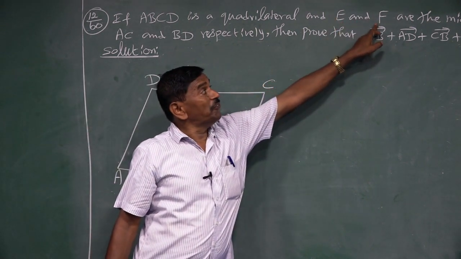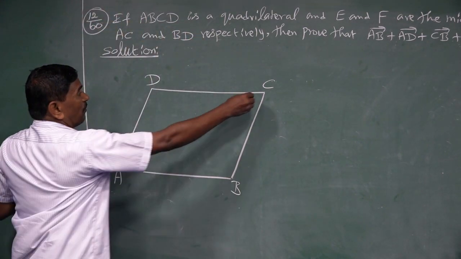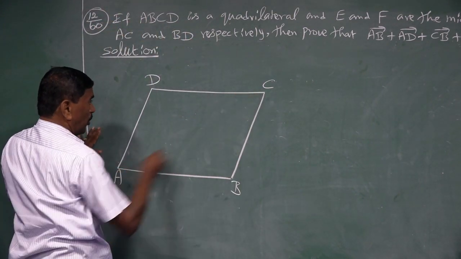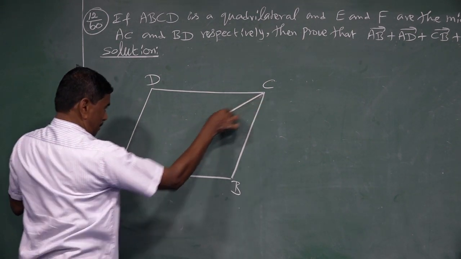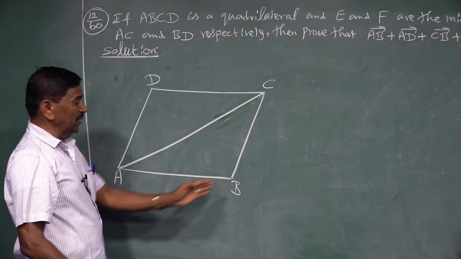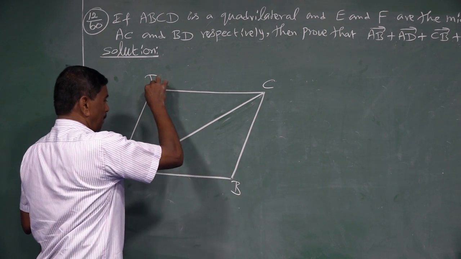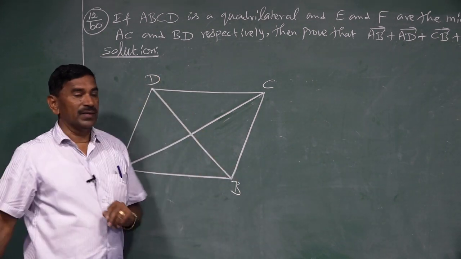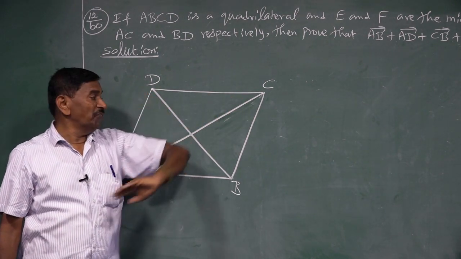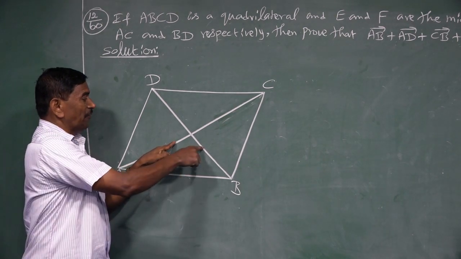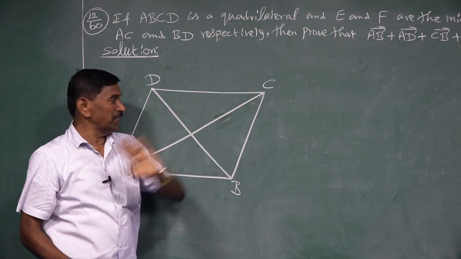Yes, E and F are the midpoints of the diagonals AC and BD. So, first join AC, one diagonal. Next, BD is the next diagonal. Join the diagonal BD. Now, AC and BD are the diagonals. Given that E and F are the midpoints of the diagonals AC and BD respectively.